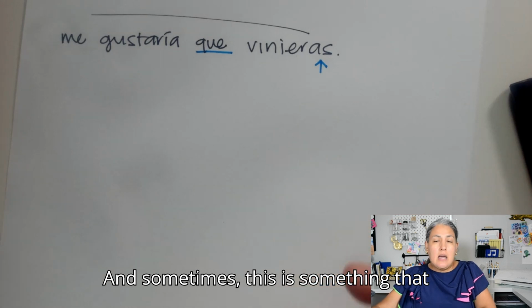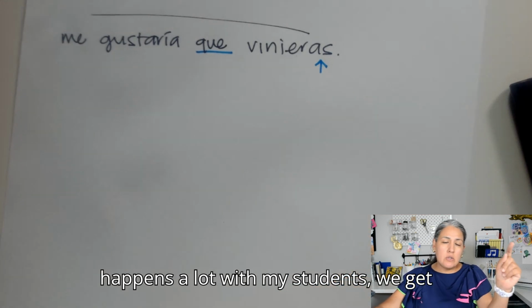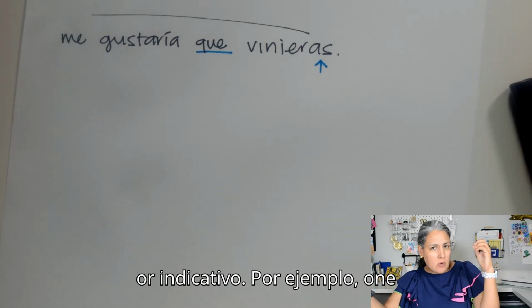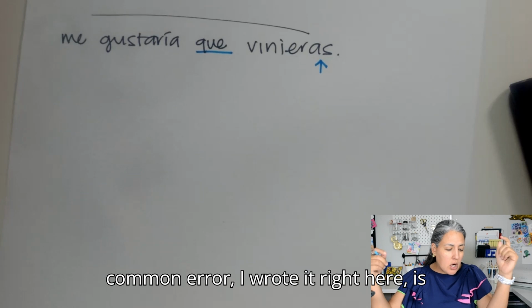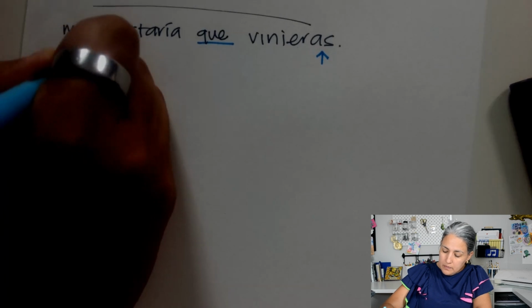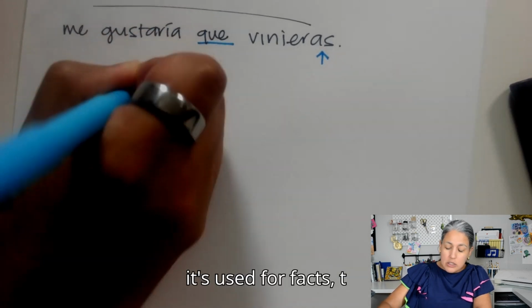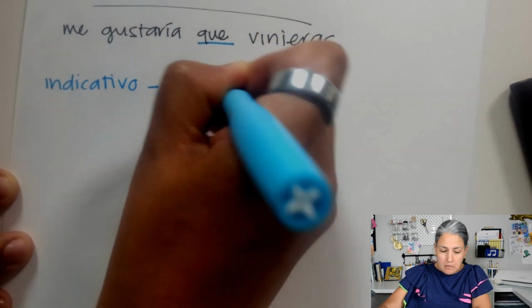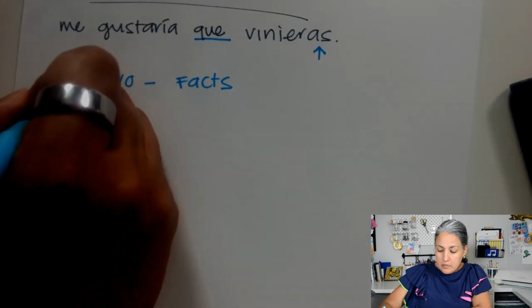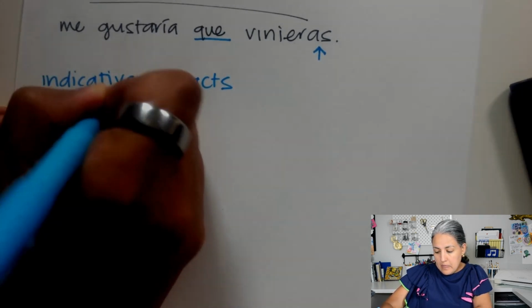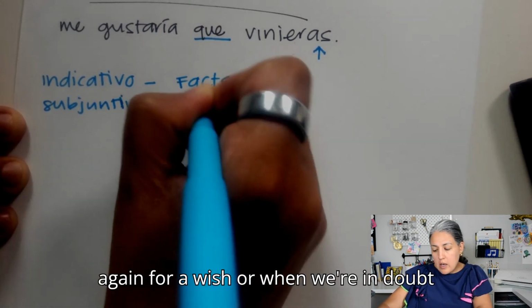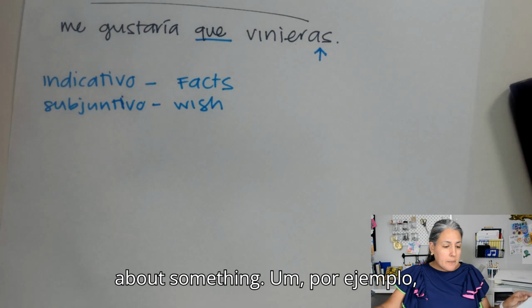And sometimes, this is something that happens a lot with my students. We get confused on when to use subjuntivo or indicativo. Por ejemplo, one common error, I wrote it right here, is that indicativo is used for facts. Things we already know that will happen. And subjuntivo is again for a wish or when we're in doubt about something.